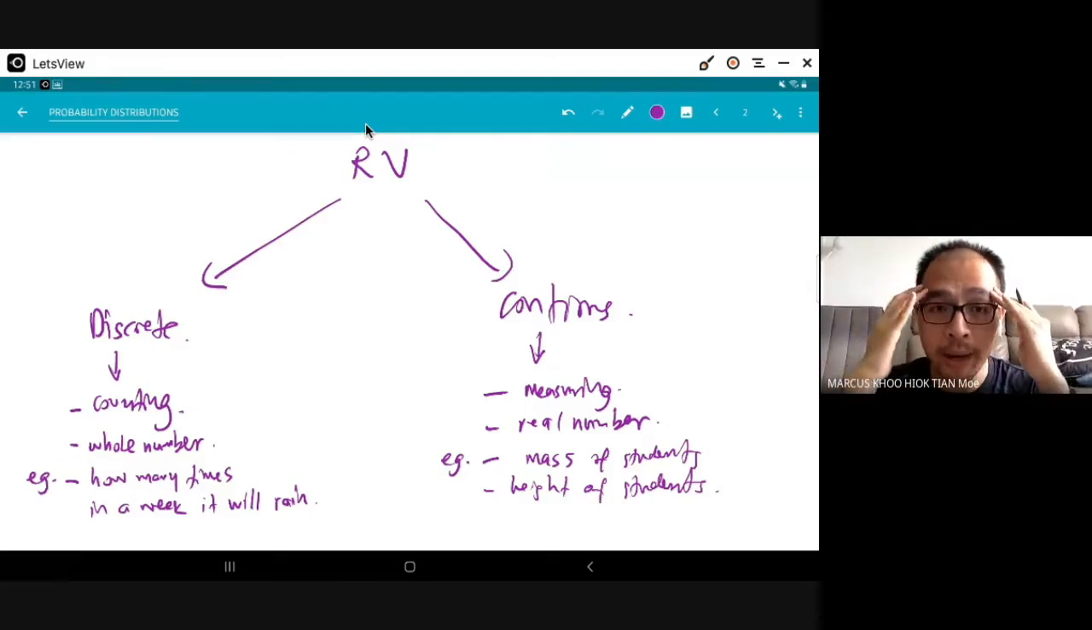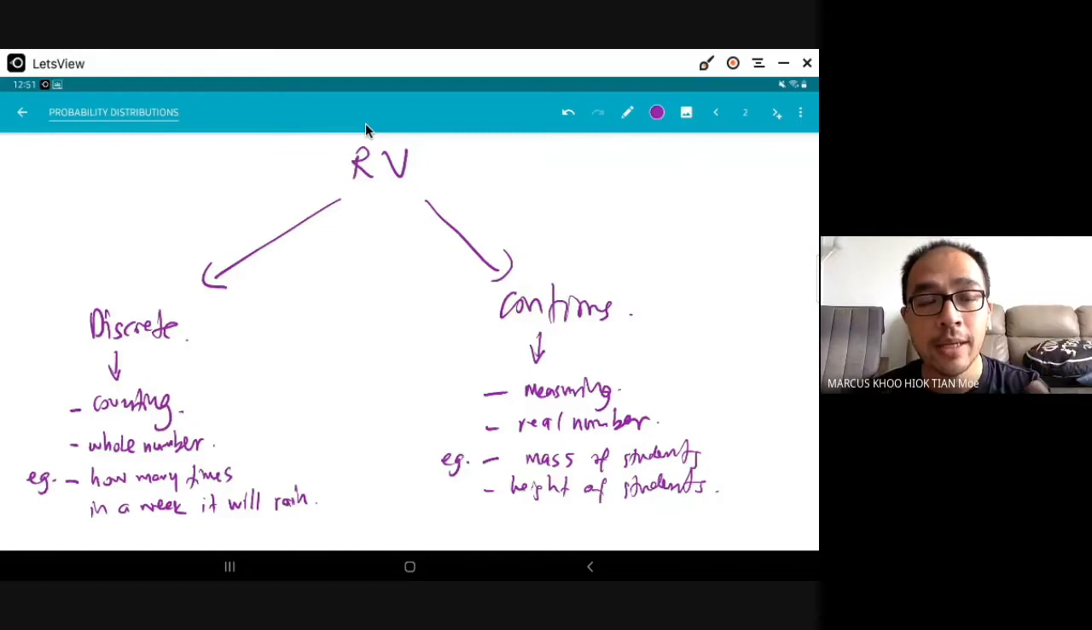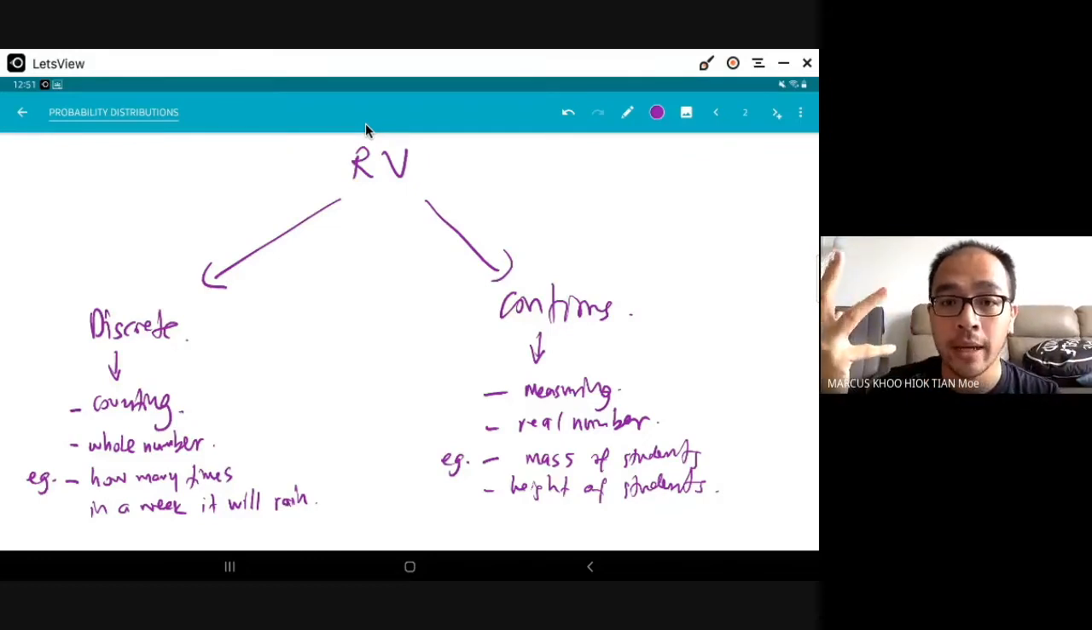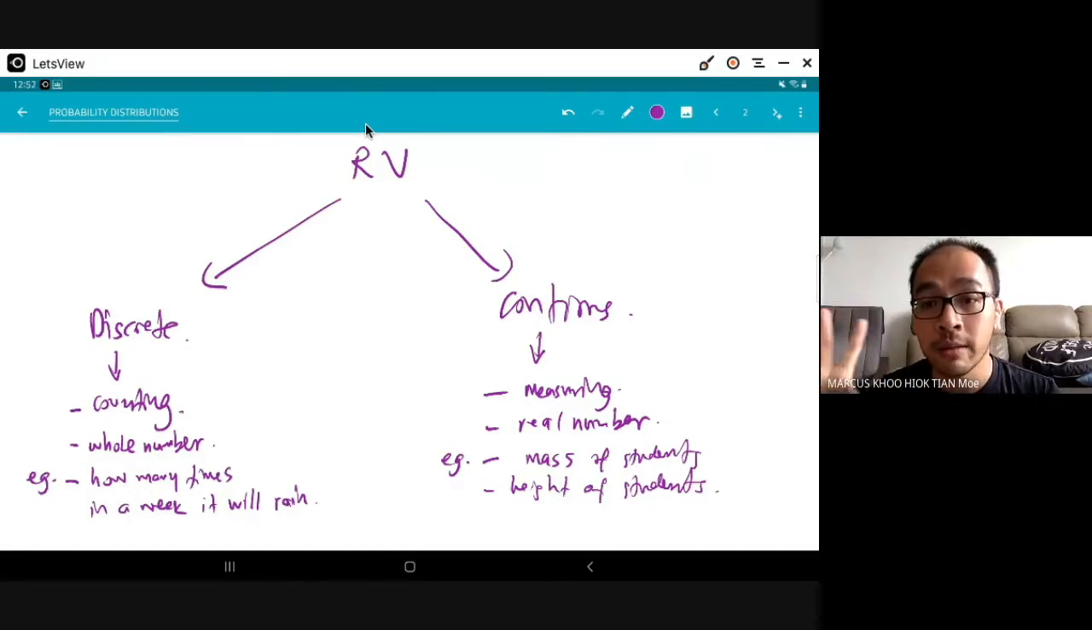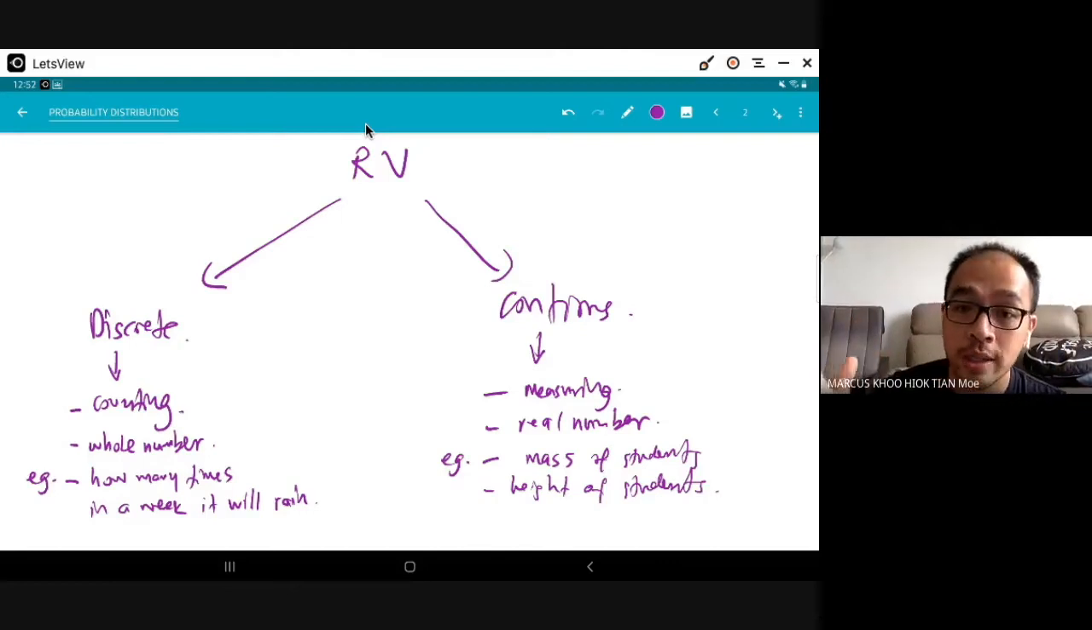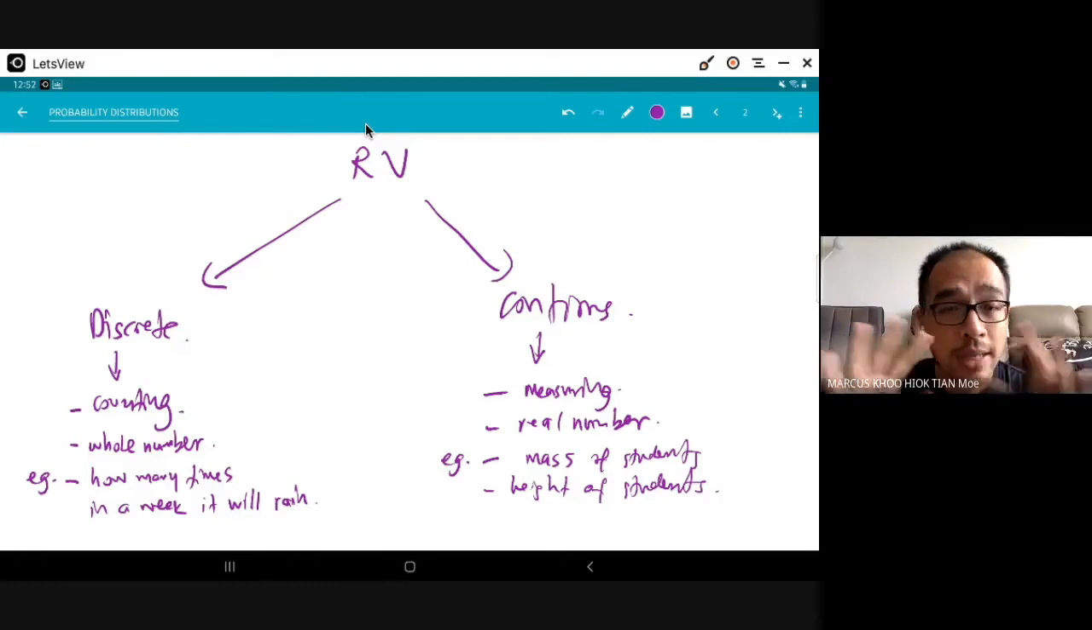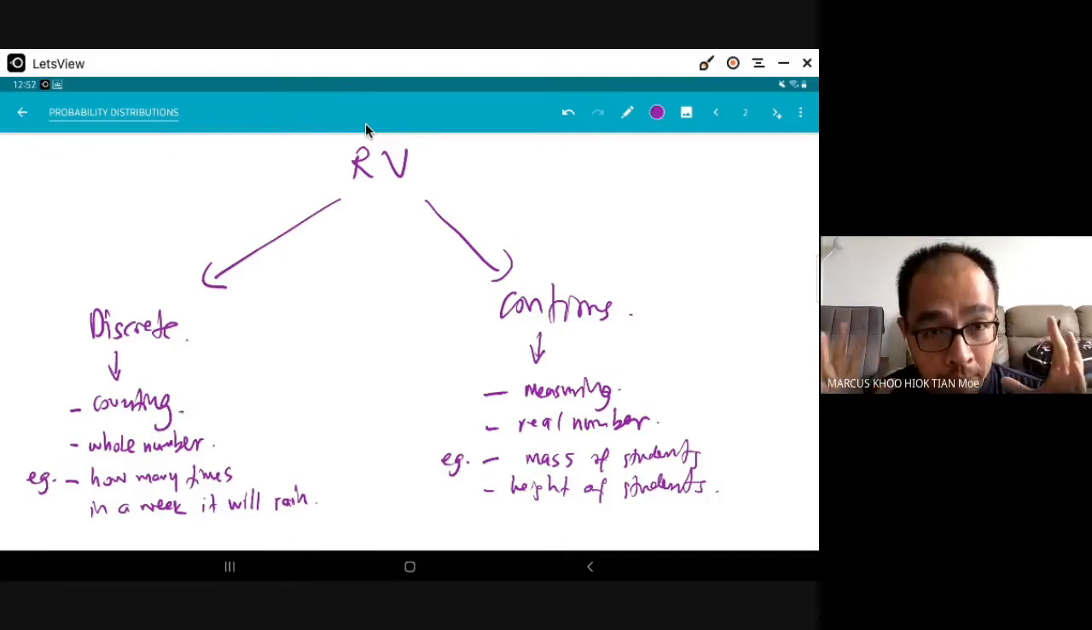Get it into your mind that there are two types of random variables. Discrete is done by counting, and they must be whole numbers, there's no point. Continuous can have decimals and negative values. The way we get the data for discrete is by counting, for continuous is by measuring. These are all new terms, but the more you say them, the easier it will be to understand: discrete random variable, continuous random variable.